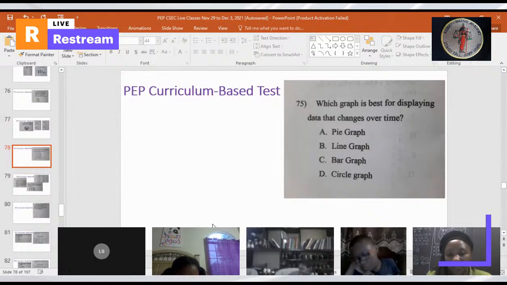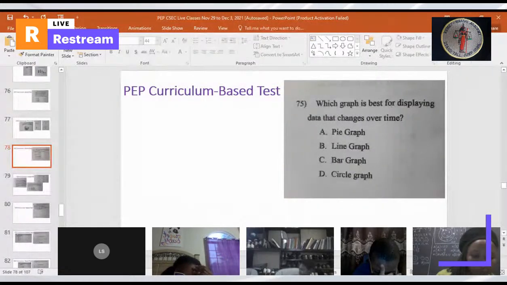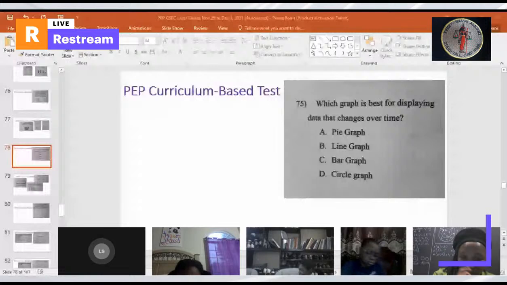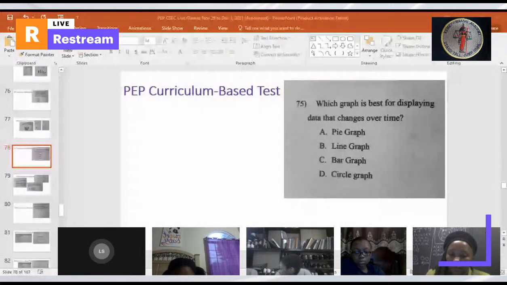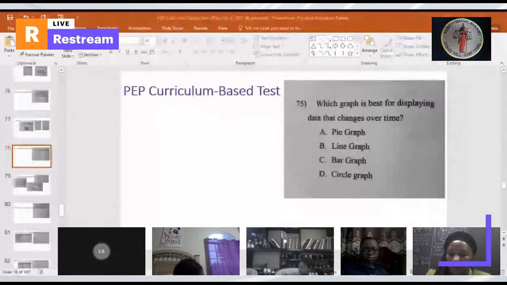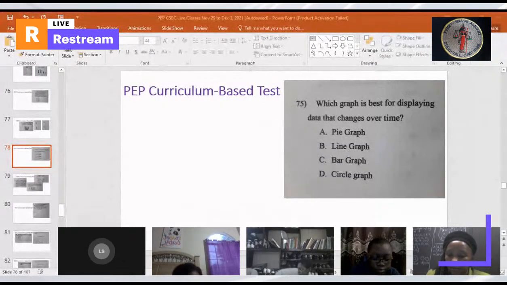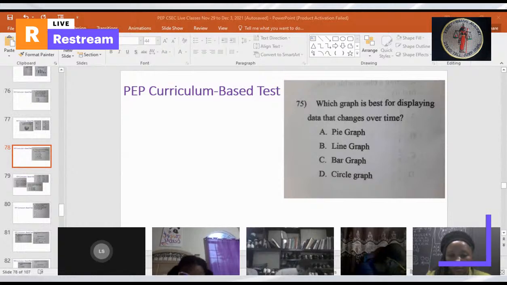Can you see the board? Can you read that question for me, please? Are you hearing me? Yes, go ahead. Number 75. Which graph is best for displaying data that changes over time? A. Pie graph. B. Line graph. C. Bar graph. D. Circle graph. Read it again, please. Number 75. Which graph is best for displaying data that changes over time? A. Pie graph. B. Line graph. C. Bar graph. D. Circle graph.